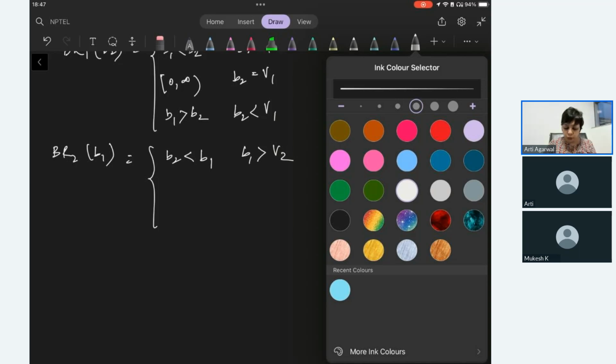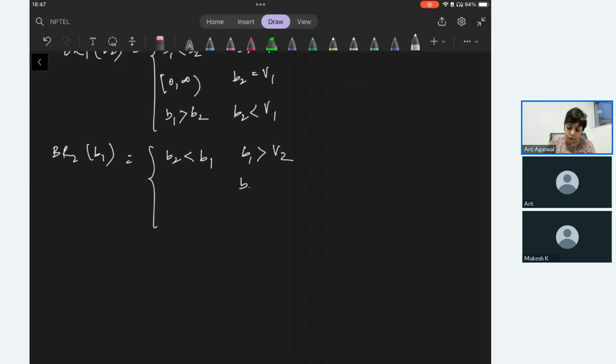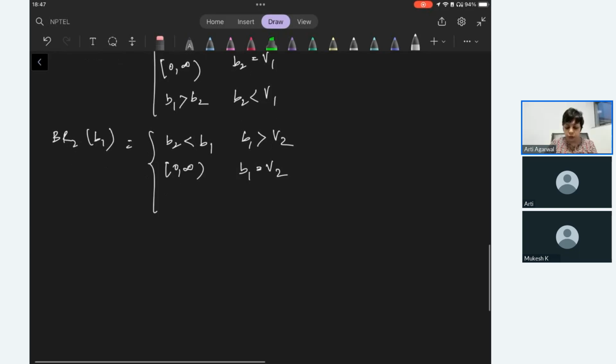Now, if B1 is equal to V2, then what happens? Then again, he's indifferent. So let's say 0 to infinity. And if B1 is less than B2, then of course he wants to win the bid, so he is going to bid some amount greater than B1. So this is our best response analysis.